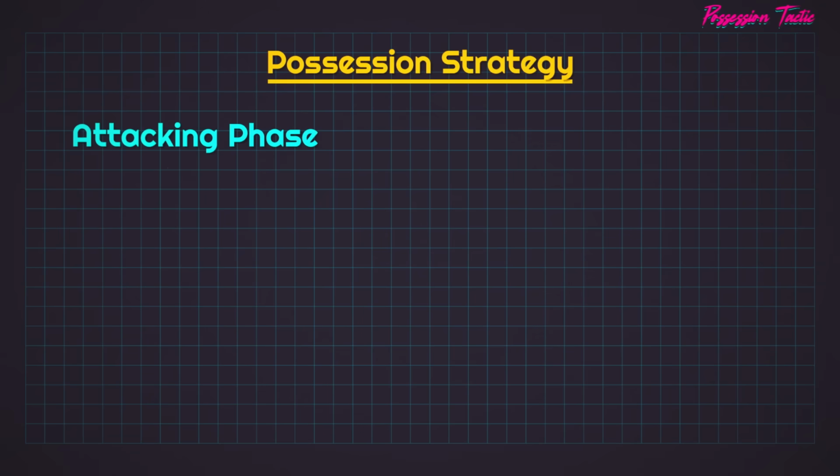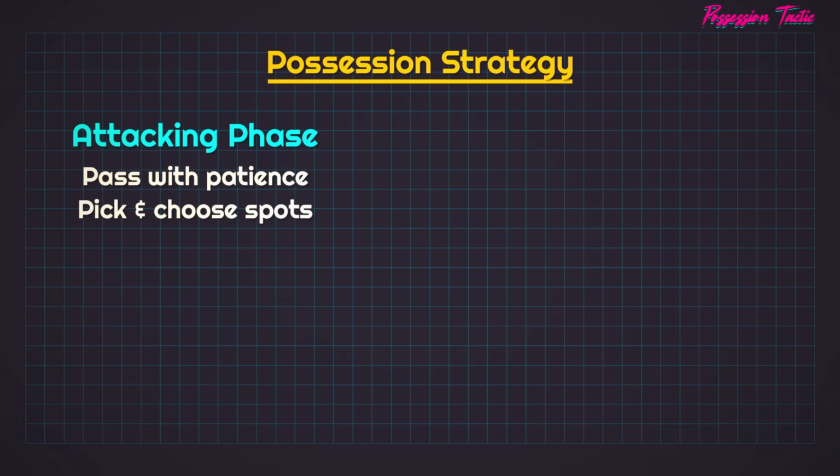The idea of a possession tactic is to hold onto the ball. While in the attacking phase, you pass the ball in a more patient approach to try and find an opening in the defense. You pick and choose your spots carefully to get a shot in on goal, and you want to limit any wasteful shots that could give the ball back to the opponent.